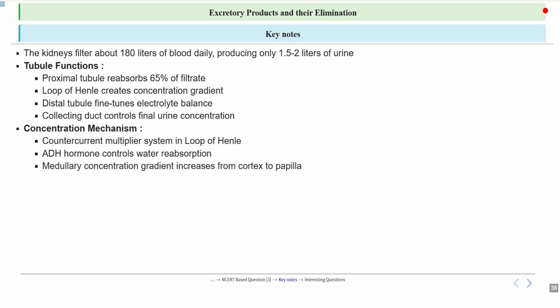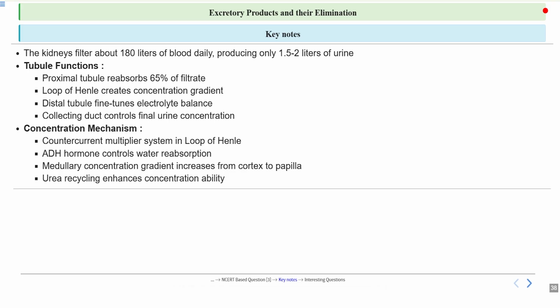Then we talked about medullary concentration gradient, which increases from the cortex to the papilla. This means that the deeper you go into the kidney, the saltier it gets, which draws water out of the filtrate. Then urea recycling further enhances the kidney's ability to concentrate urine. Urea is recycled between the collecting duct and the loop of Henle, helping to maintain the concentration gradient.